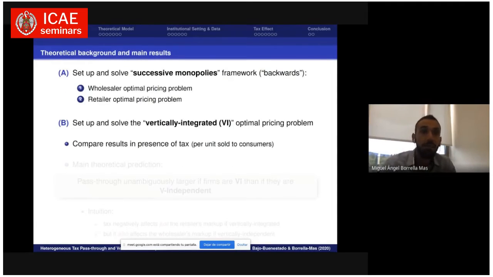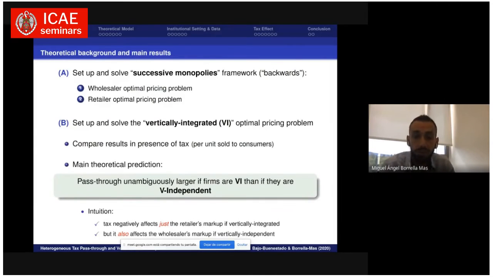So at the theoretical level, and to motivate our empirical analysis, we provide a simple model of a price-setting retailer in the presence of a per-unit tax. In particular, we first set up and solve a successive monopolies framework for both the wholesaler and the retailer using backward induction. And we also set up and solve the vertically integrated optimal pricing problem, comparing in both cases the results in the presence of a per-unit tax sold to consumers.